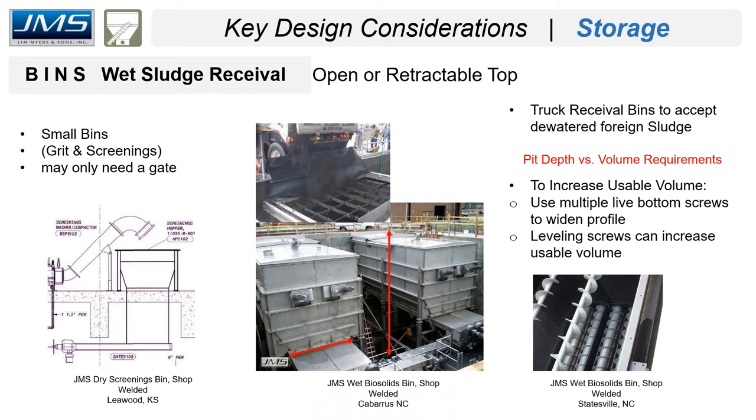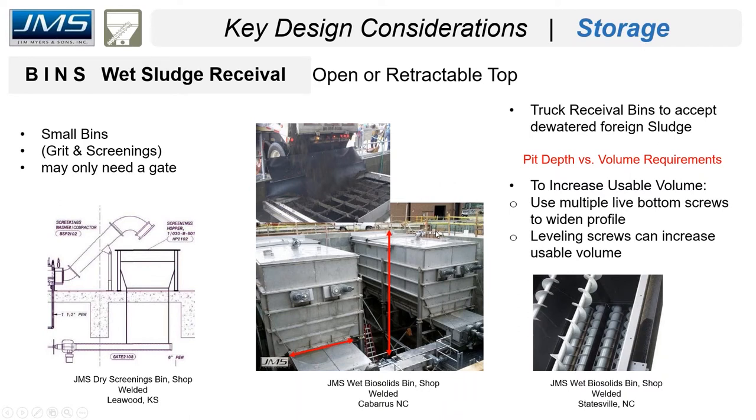And we'll look at some receival bins. We also do some small bins, what we call day bins, for grit and screenings with just a simple slide gate on the bottom. These are low volume applications, low volume hoppers, could be anywhere from 1 to 10 cubic yards. The wet sludge receival hoppers typically bring in foreign sludge to a plant for further process, like either THP or incineration or drying. These hold anywhere from 15 to 30 cubic yards.